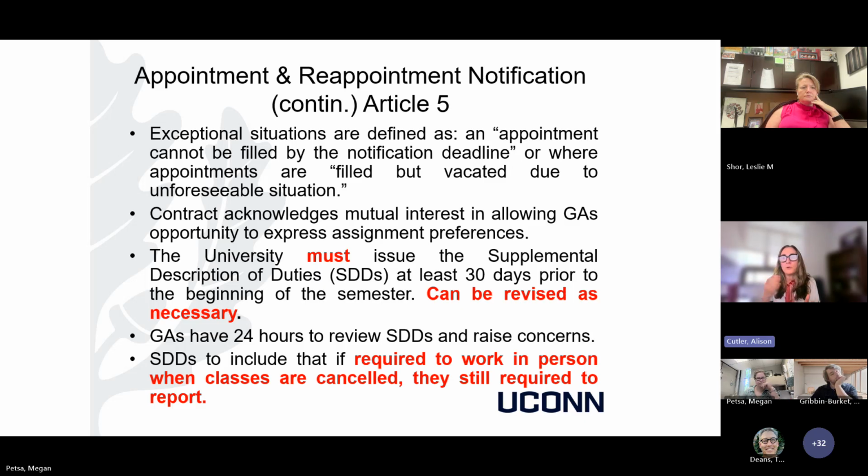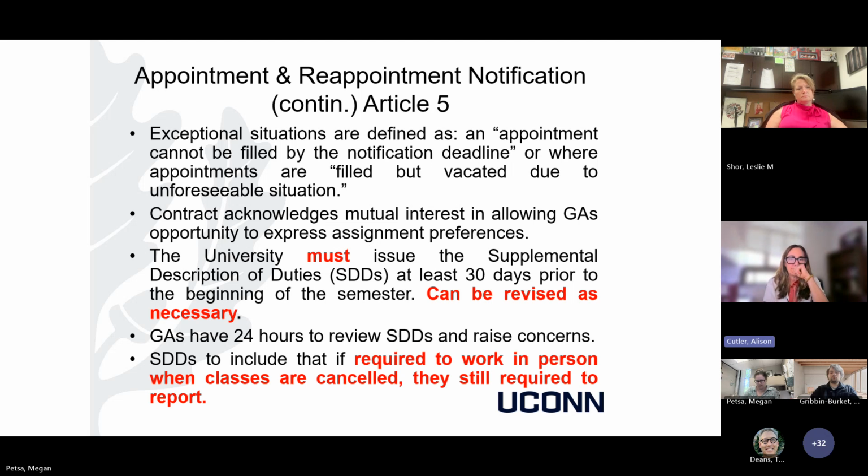And then if you don't know the class time, or whatever it is, leave it blank and then give them an amended one once you figure out what those other details are. Another thing that I know some departments were not doing, that was required in the current contract and will continue to be required, is you have to give GAs 24 hours to review these and let it sink in, and if they want to raise concerns, don't give it to them and tell them to sign it now and give it back to me during their orientation. If they want to sign it and not review it, that's fine too.